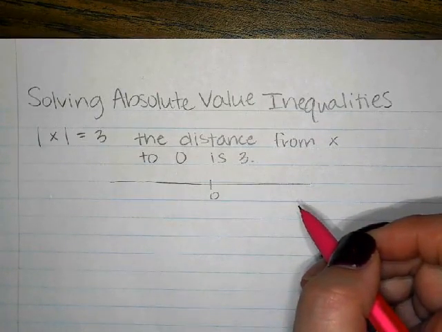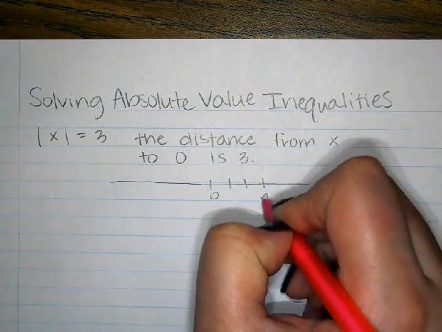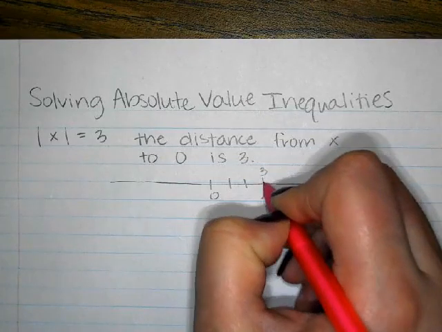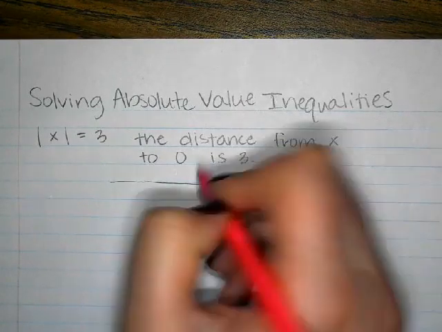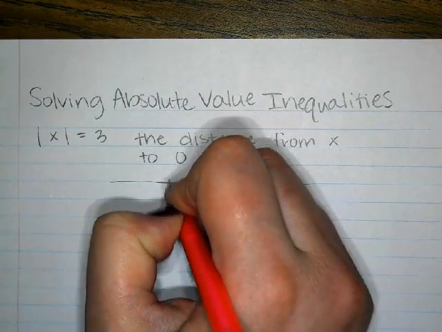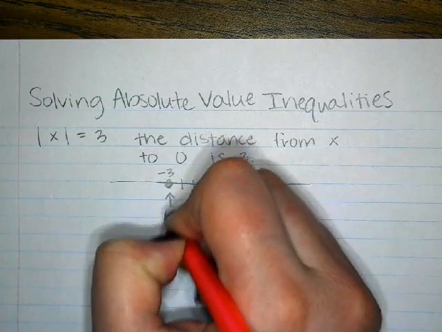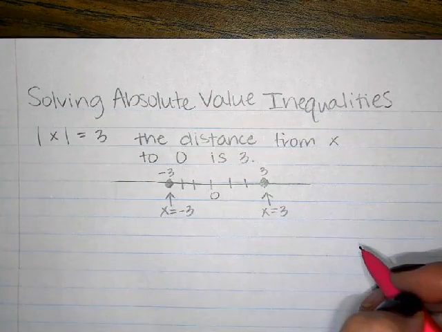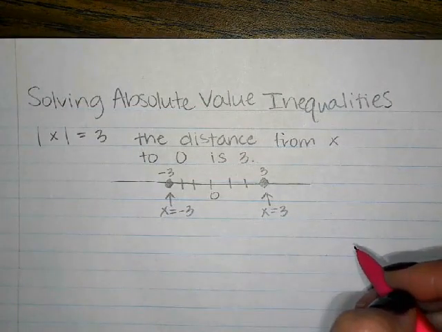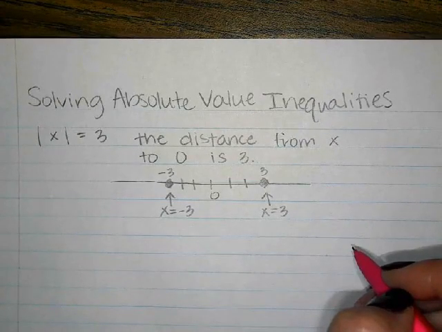-3 and +3, right? So we would say 1, 2, 3. This is +3, so here's one solution. X could equal +3. X could equal -3. We have exactly 2 solutions that would work: +3 and -3. Those are a distance of 3 units away from 0.